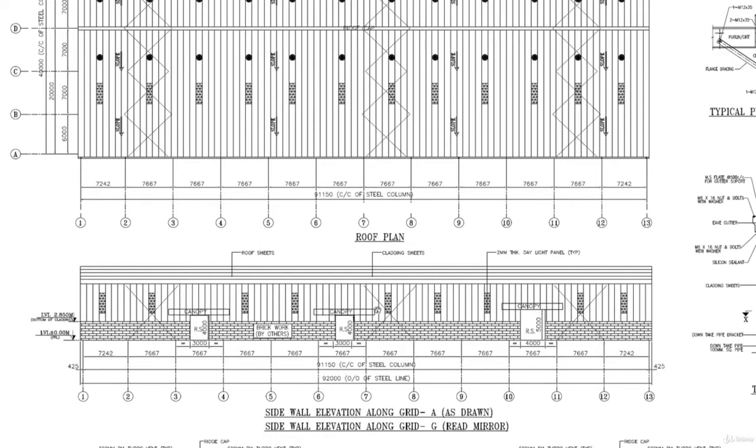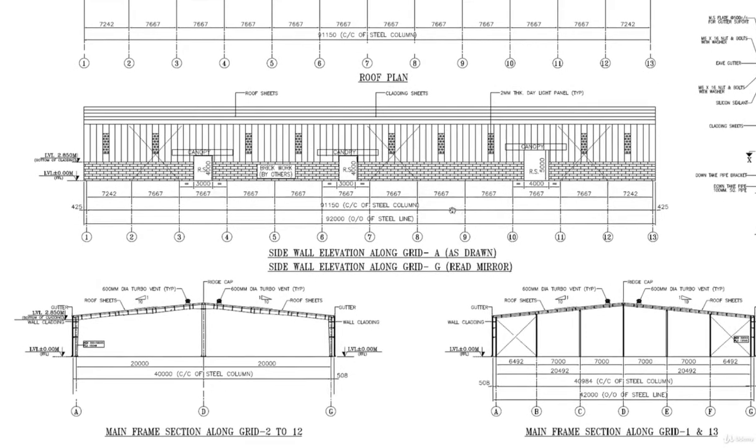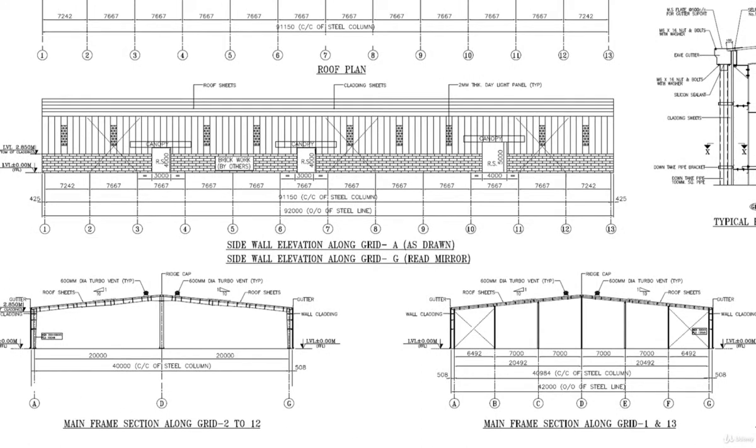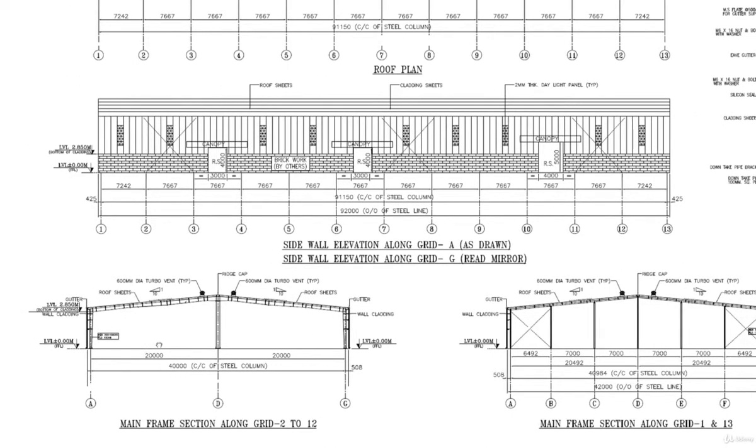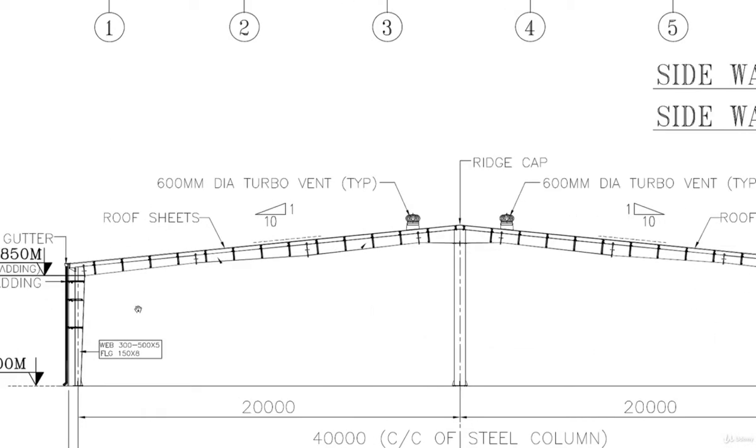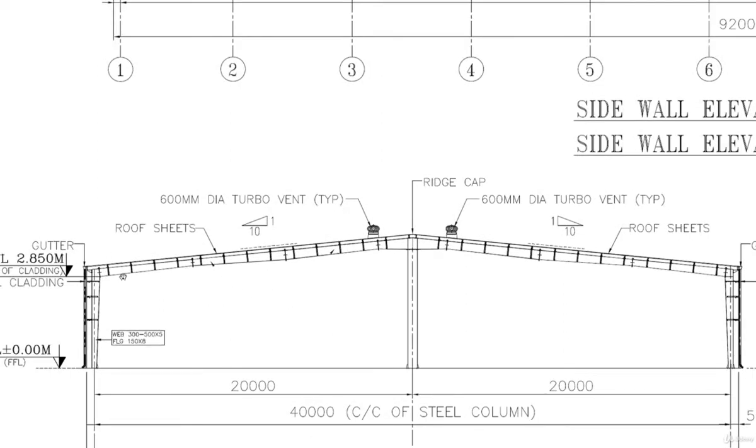Here we have proposed that we can provide the side bracing, and this is the side sheeting, this is the roof sheeting. After that, this is the main structural frame that we were drawing in our previous lecture. We have drawn a column in the middle after 20 meters, and we have drawn this frame.